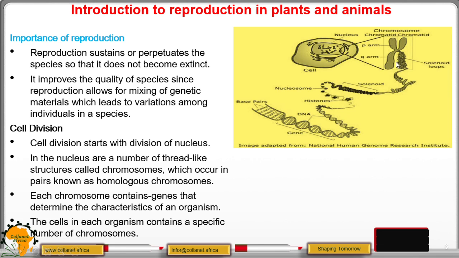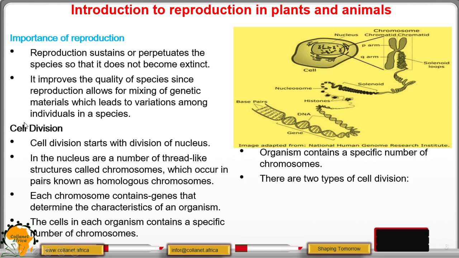So this is a chromosome, that is, they are found in the nucleus. Okay, they are joined at a point here, and this is the structure of a gene. When you open, so these genes are found in the chromosomes, and these genes carry genetic material called DNA, and as I have said, we shall discuss in Form 4 in detail. Organisms contain a specific number of chromosomes. As I have said, human beings have 46, and there are two types of cell division.